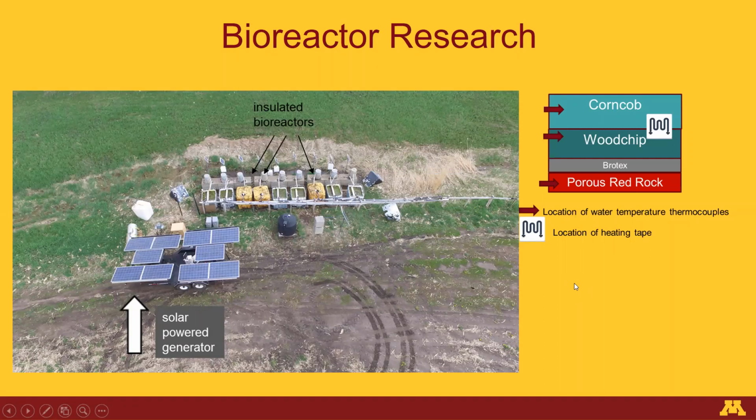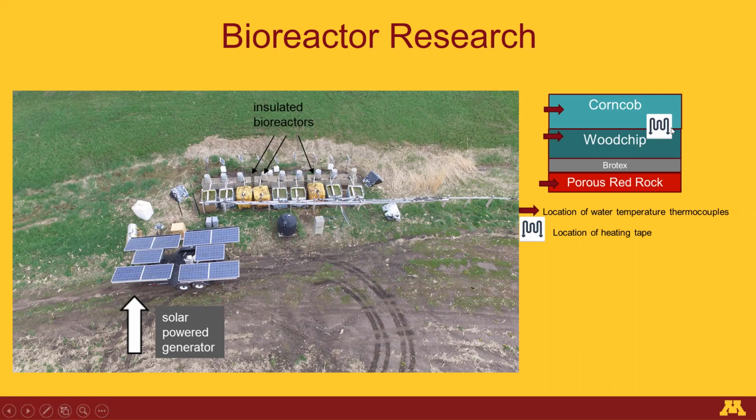Next, we'll look at some of our bioreactor research. This picture shows the bioreactor site. So we have 9 different bioreactors. There's 3 groups here. And the illustration on the right shows that bioreactors are composed of cubes or modular cubes that contain corn cobs and wood chips. For the most part, those are the reactive parts of this system.